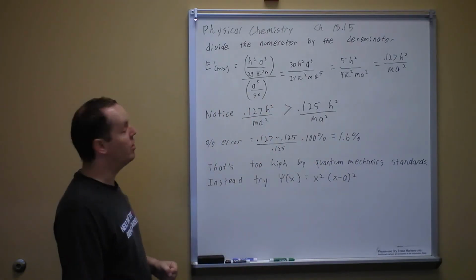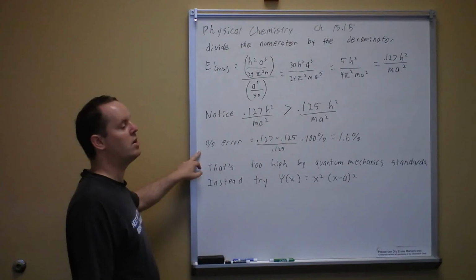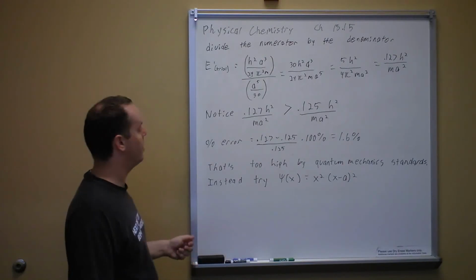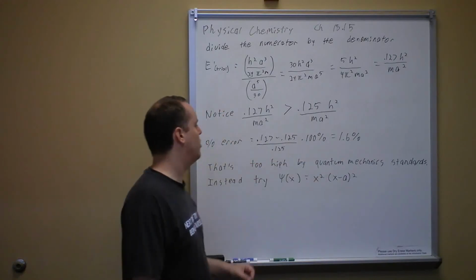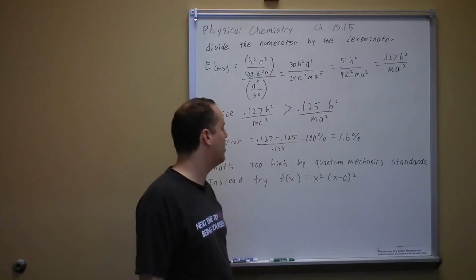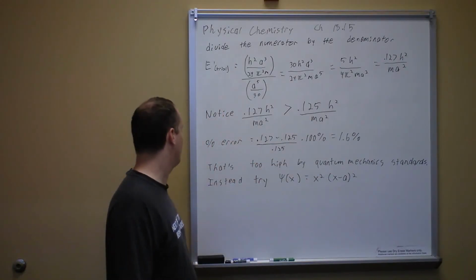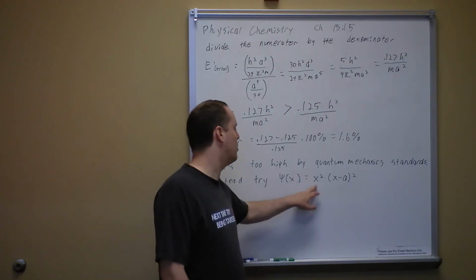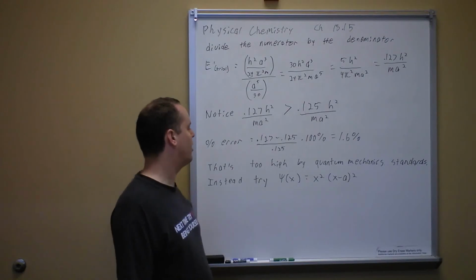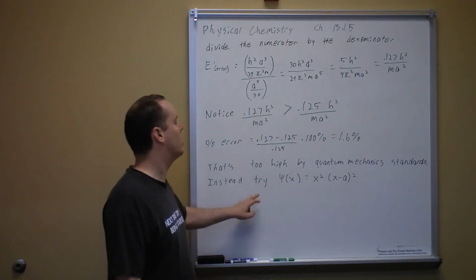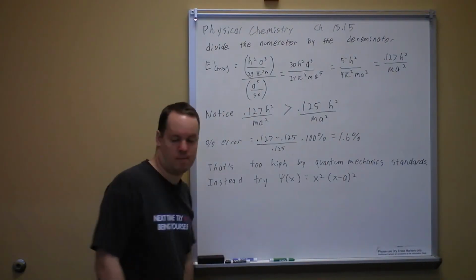That sounds good, but if you think about it, that's barely 2 significant figures, and sometimes you want 4 or more significant figures. So 1.6% error is actually too high for the standards of quantum mechanics. So instead, what you'd want to try is a more advanced function, like maybe x squared times (x minus a) squared, or something like that. Something that will better approximate your sine wave.